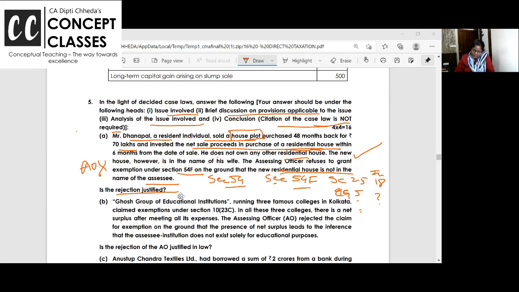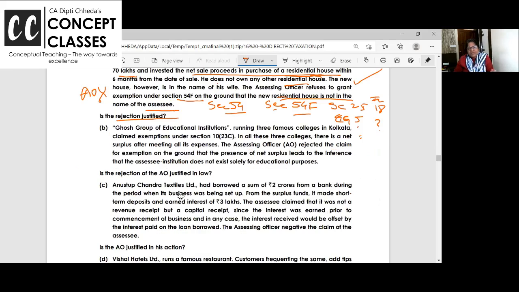Okay? Chalo. We are going to question number 2. Is my speed fine? Or you want me to read word to word or how? Please give the feedback. As a teacher, I don't want to teach how I want to teach. I want to teach the way you understand the best case laws.